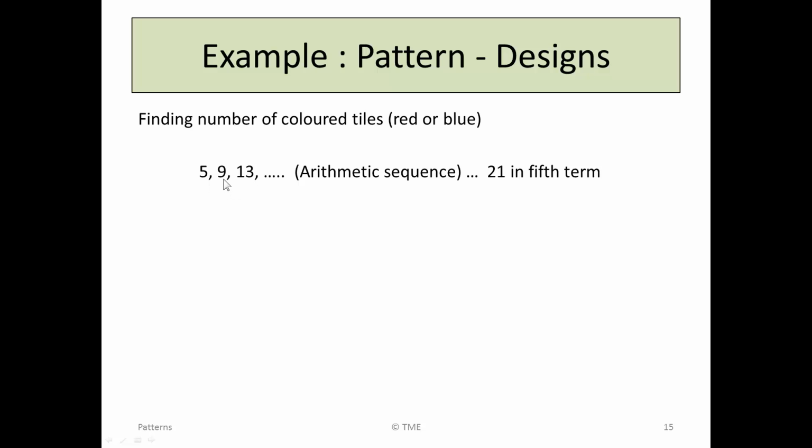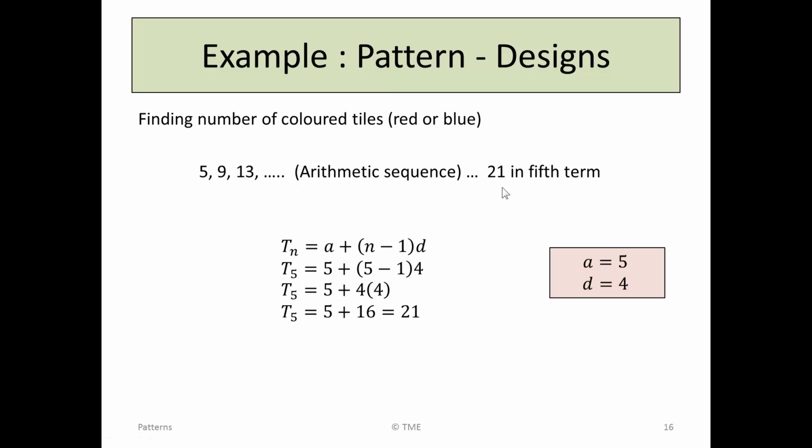5 plus 4 is 9, plus 4 is 13, plus 4 is 17, plus 4 is 21. So 21 in the fifth term. But if we were to do it formally, we would say, well, the first term, a, has 5, and the common difference between each of them is 4. 5 plus 4 is 9, 9 plus 4 is 13. So we can now use that in the general equation.